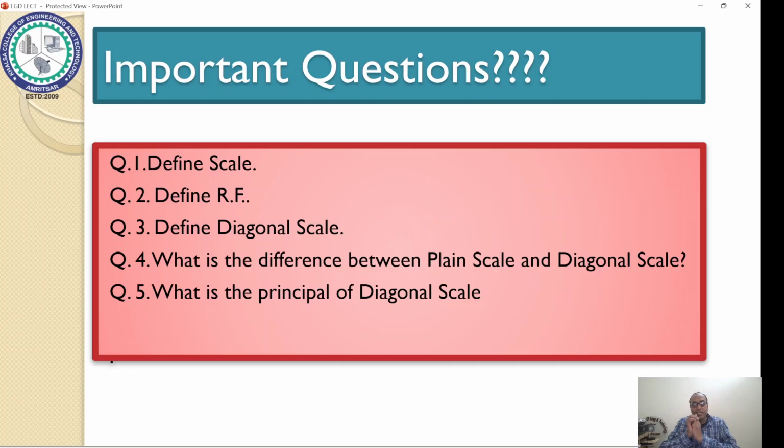What are the important questions that can come in the examination from this particular topic? The important questions are: define scale, or what is scale? Define RF, that is representative fraction, or what is RF? Similarly, define diagonal scale. What is the difference between plain scale and diagonal scale? And the fifth one is, what is the principle of diagonal scale? These are the important questions that may come in the examination, and I hope from this lecture all these questions and their answers are clear to you.